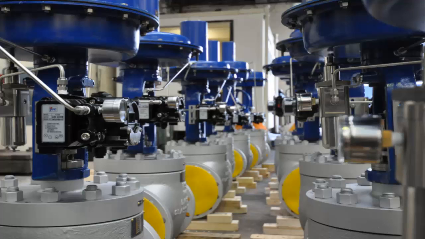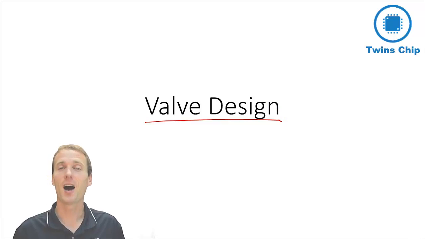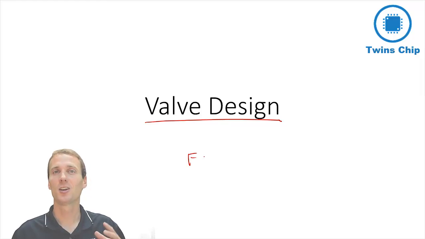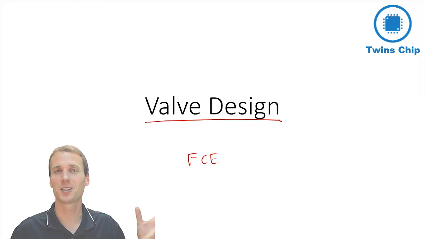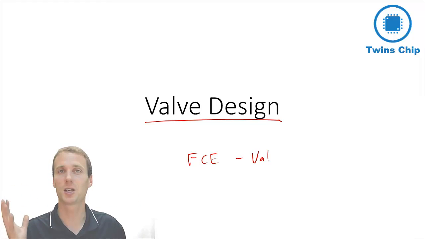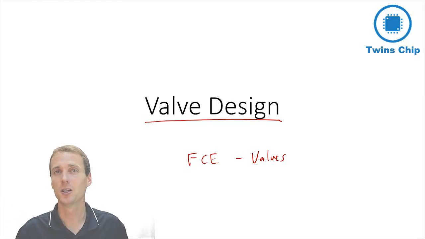Okay, welcome back to Process Dynamics and Control. Today we're going to be talking about valve design. Now, valves are a common final control element for many control applications. It's the thing that we actually change in the process to achieve a control objective for chemical process control.